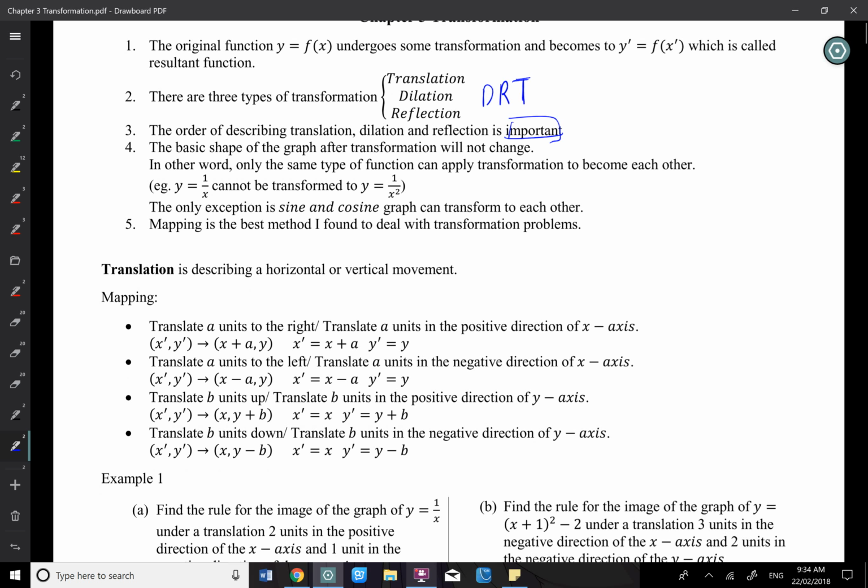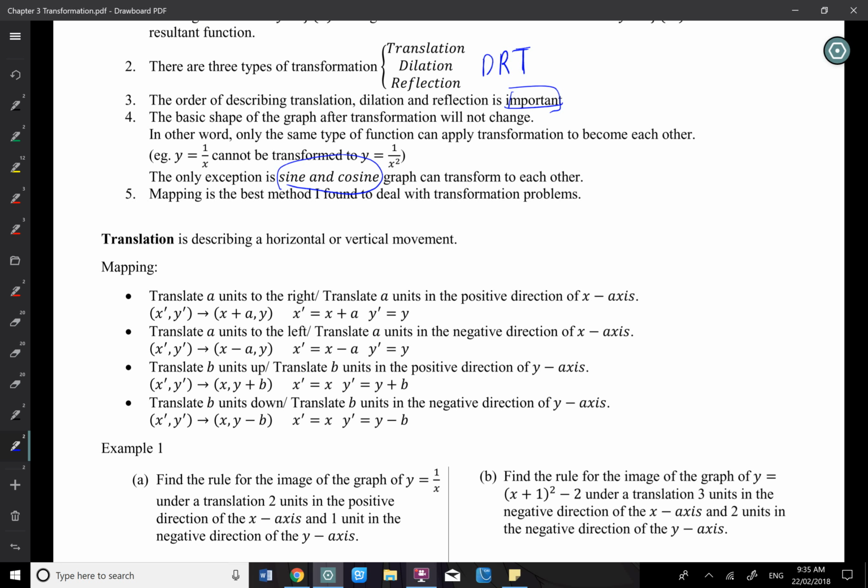The only exception will be the sine and cosine graph. You know sine and cosine graphs look almost identical, right? The cosine graph is translated to the left-hand side by pi over 2 units. They can transform into each other. Only the sine graph and cosine graph can be transformed and become each other. That's the only exception. Exponential graphs are not going to, under transformation, become a logarithm graph. That's not going to be achieved by transformation.